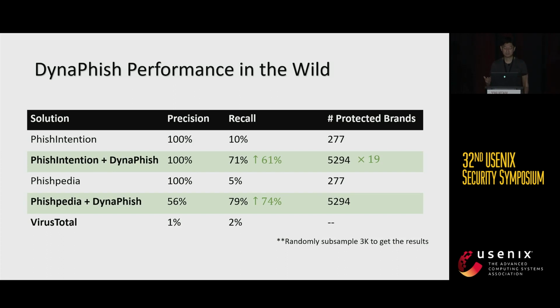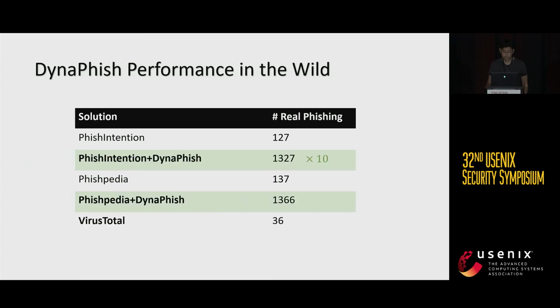When equipped with the DynaPhish framework, both phishing detection engines increase their reference list by more than 20 times. We can also find that for PhishIntention, the recall has been improved by 61%, and for Phishpedia, the recall is improved by 74%. However, compared to PhishIntention, the precision of Phishpedia dropped a little bit. Also, when equipped with this DynaPhish framework, both phishing engines find 10 times more zero-day phishing websites.